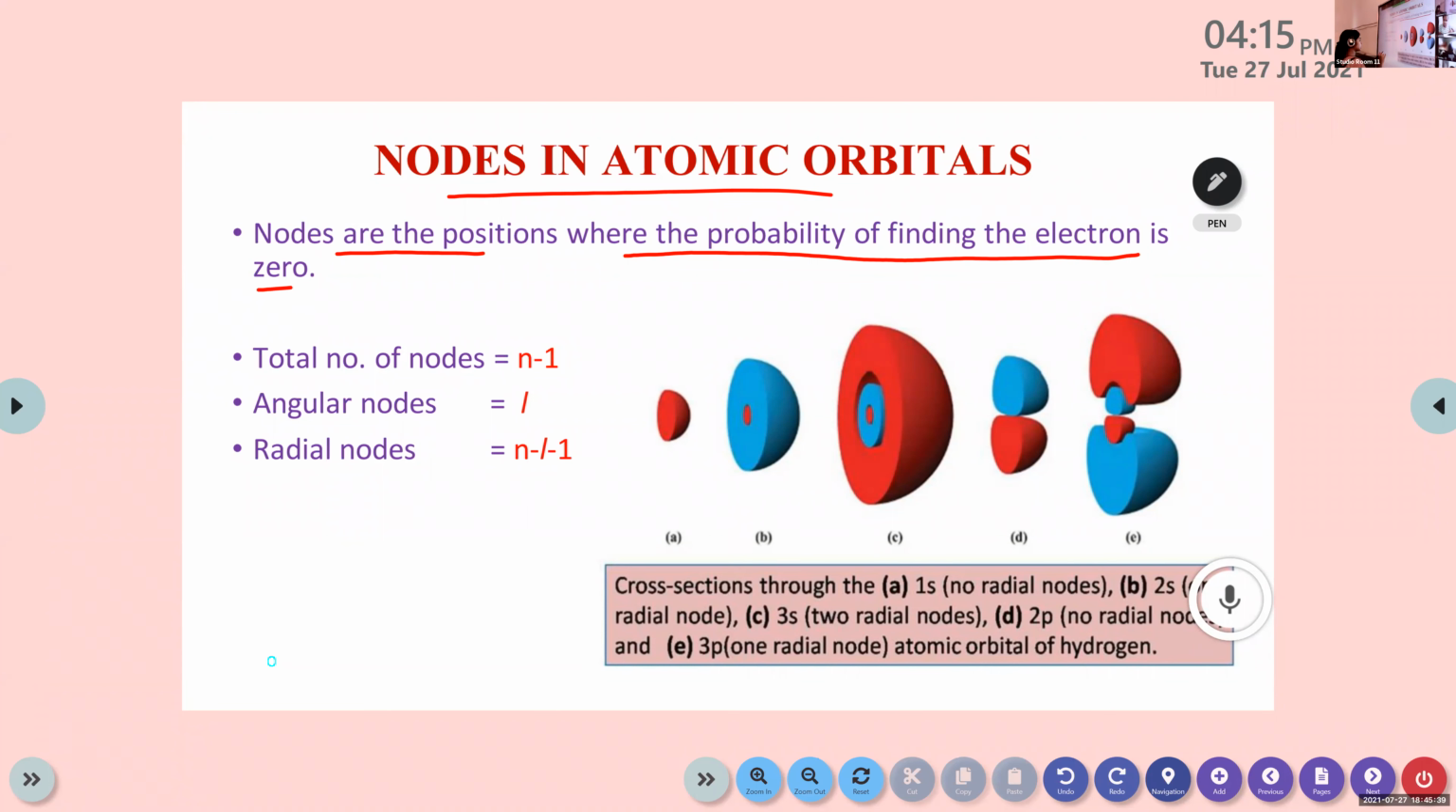Okay, then we can just find out the total number of nodes in each case. First, we can take the 1s orbital. That means the main shell is 1 and the subshell is s. Here the total number of nodes can be calculated by n minus 1. So what about the value of n here?